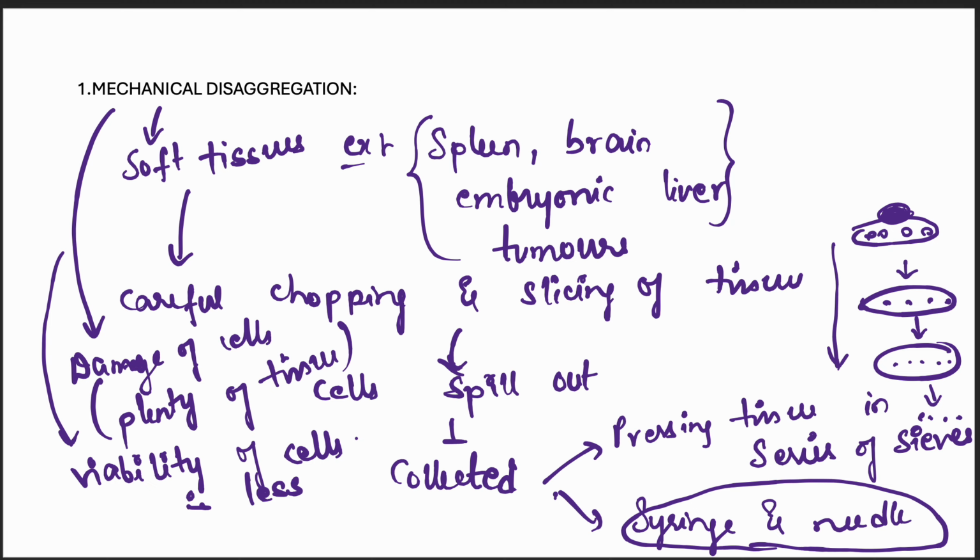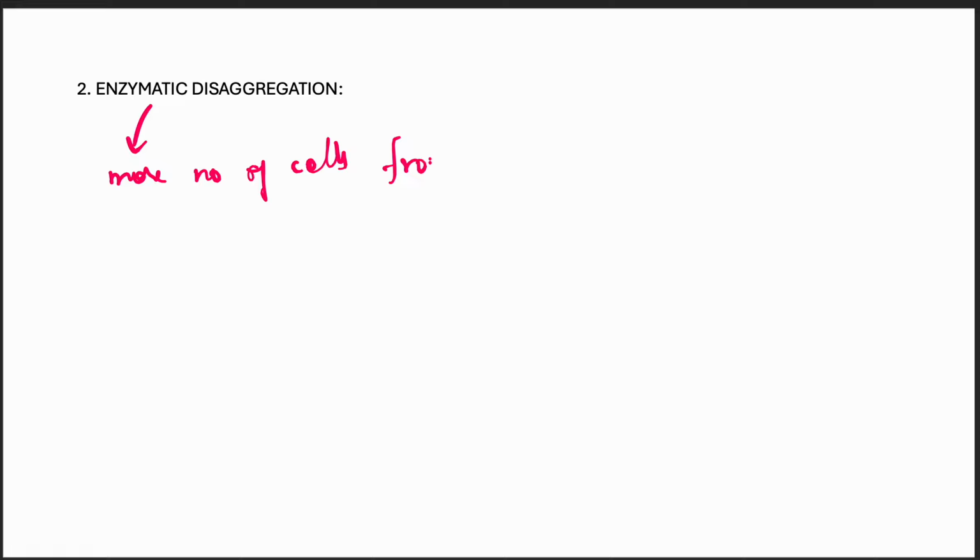Okay. So next we will see enzymatic disaggregation. Enzymatic disaggregation is mostly preferred when a high recovery of the cells is required from the tissue. So if we want more number of cells from tissue, we use this method. We use enzymes.